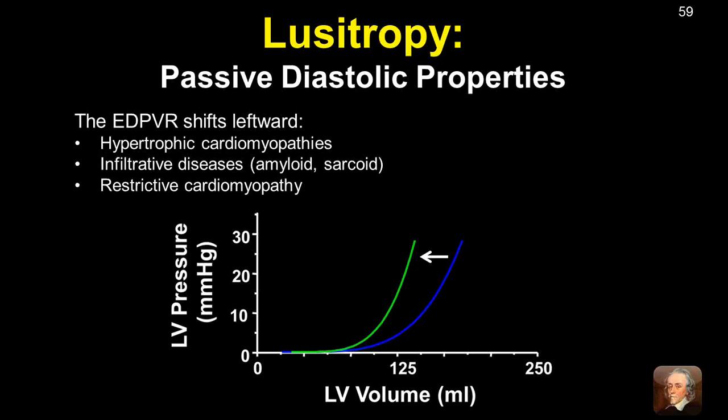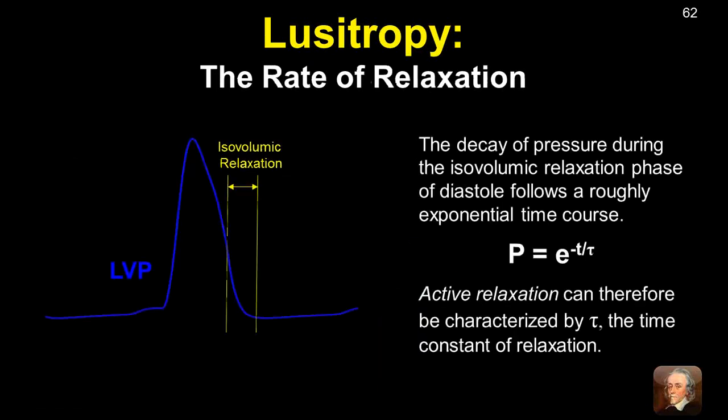and in particular diseases such as hypertrophic cardiomyopathies, infiltrative diseases, and restrictive cardiomyopathies cause leftward shifts compared to normal of this curve. So again, if you're interested in, for example, a very important area of research now in cardiology is heart failure with preserved ejection fraction, previously called diastolic heart failure. There's a lot of focus on how this relationship shifts and what's the impact of those shifts on the cardiovascular performance. Now, relaxation has two components.